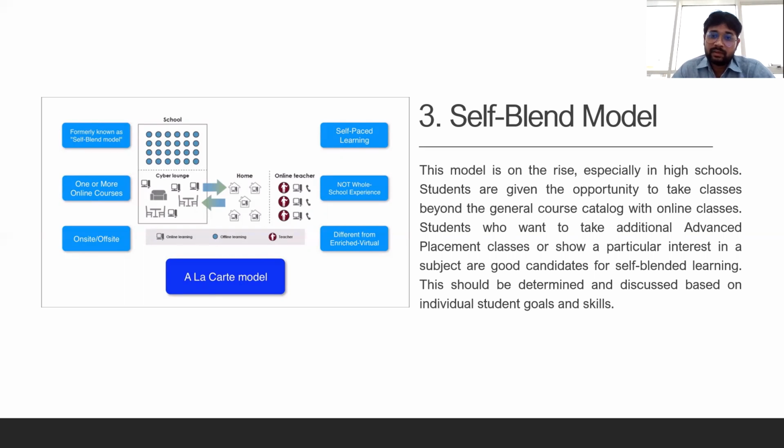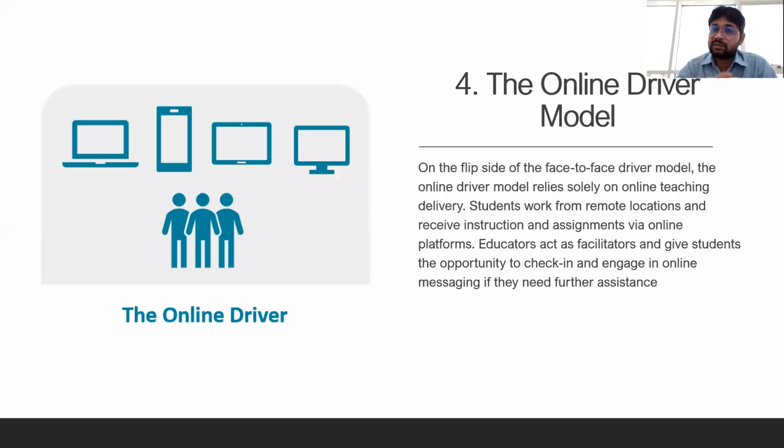So in this way you can arrange your classroom to be in a hybrid mode, balanced between offline as well as online. Such a model is called the self-blend model, also called the a la carte model. So the fourth and the last model is the online driver model.